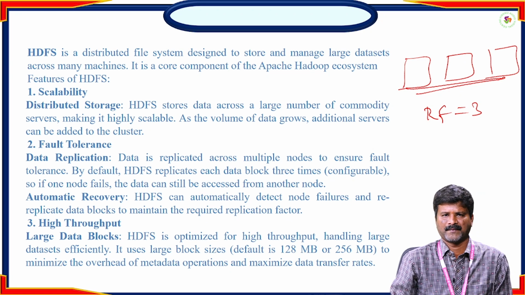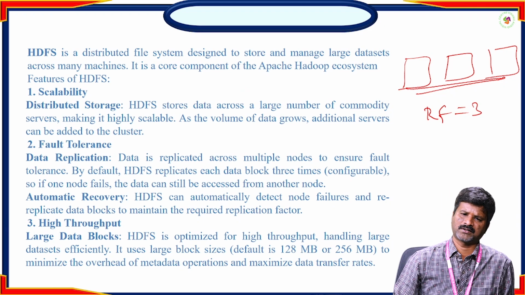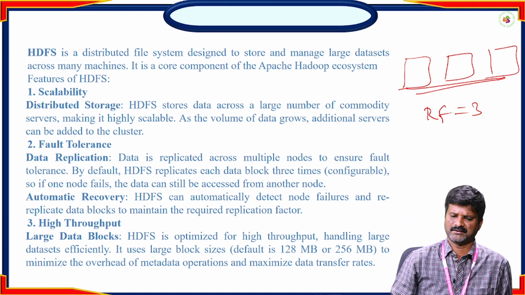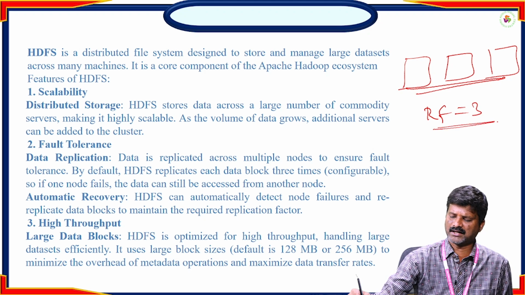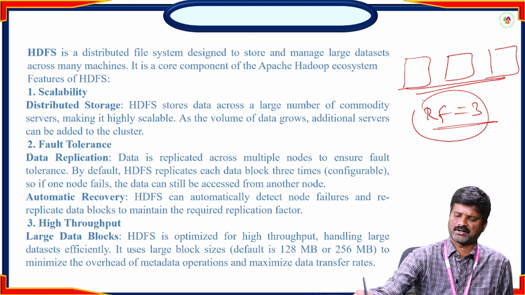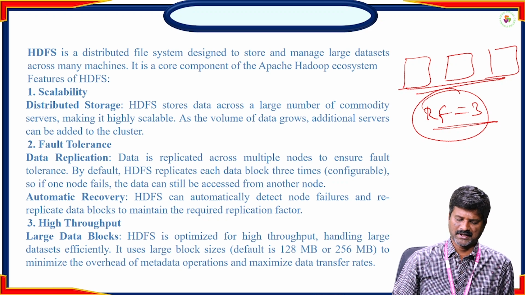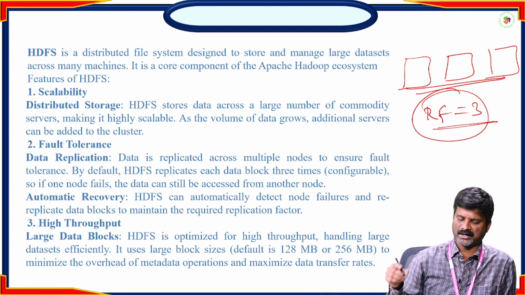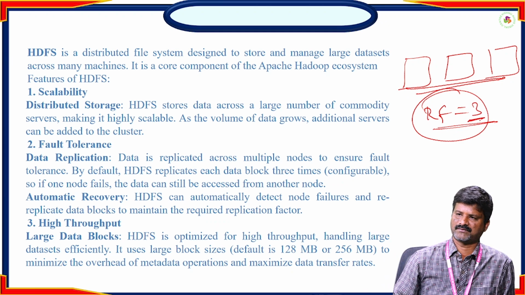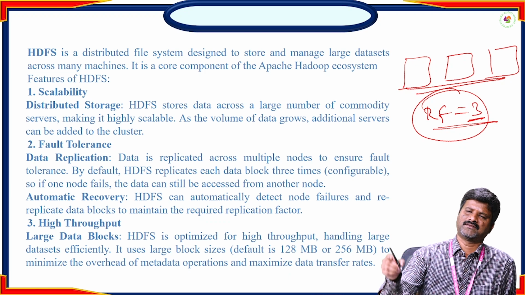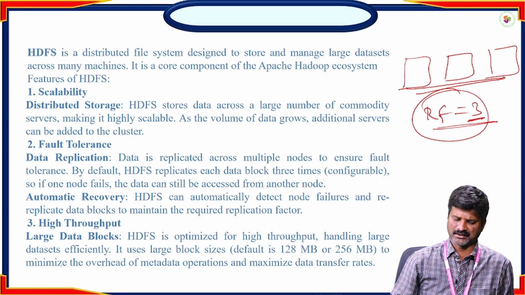The same data is available, so if any one node fails, then automatically another node will be activated with the same data. Whenever any data node fails, you can automatically fetch your data from the other nodes. That is the advantage, and that is called data replication. Automatic recovery is possible. It will detect any node failure and automatically replicate that data block to maintain the required replication factor. If the replication factor is 3 and one node fails, it will detect that and one more node will be added to the cluster.